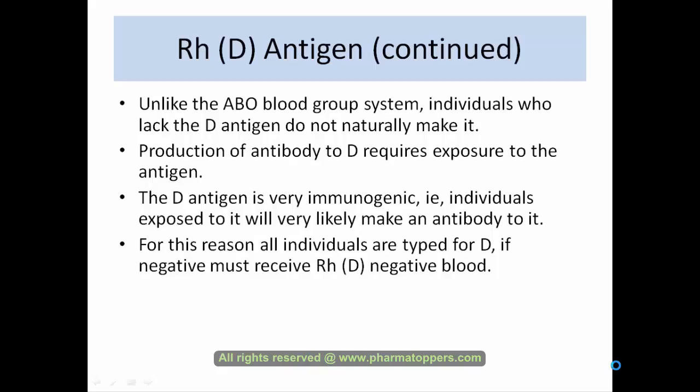So, unlike the ABO blood group system, individuals who lack D antigen do not naturally make anti-D. The production of antibody D requires exposure to the antigen. As in the case of blood group A, it has antigen A and anti-B. But if you don't have antigen D, that doesn't mean you have anti-D. The D antigen is very immunogenic and an individual exposed to it will very likely make an antibody to it. For this reason, all individuals typed as D negative must receive RhD negative blood.